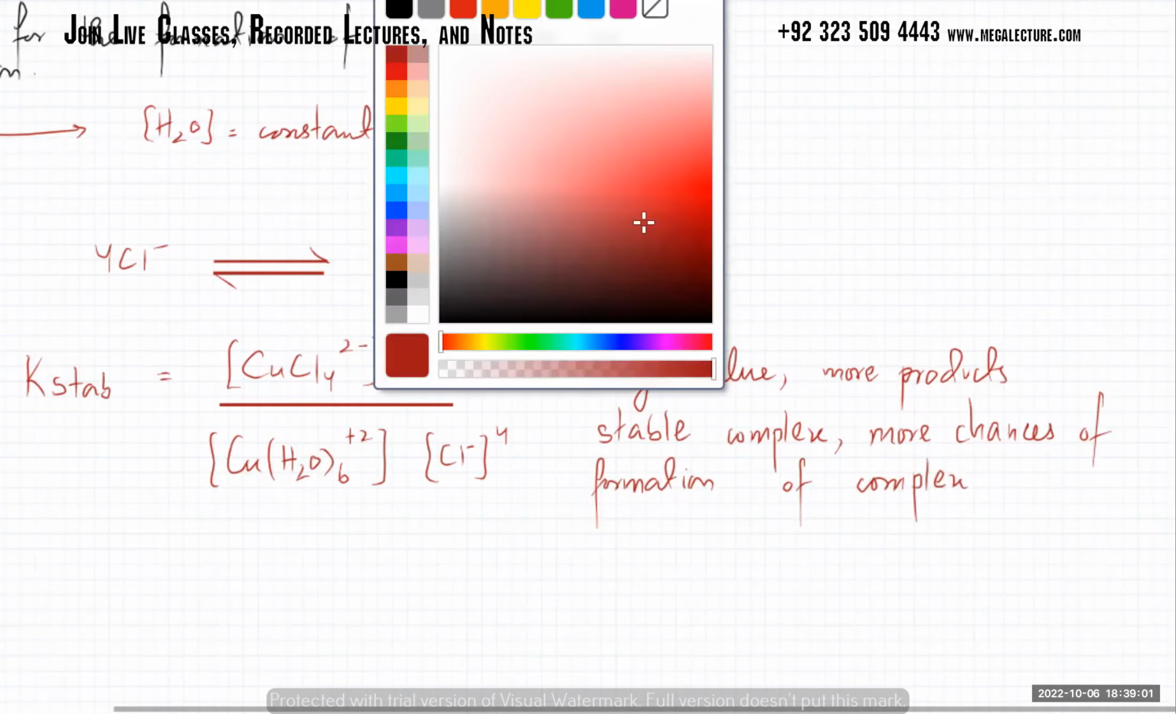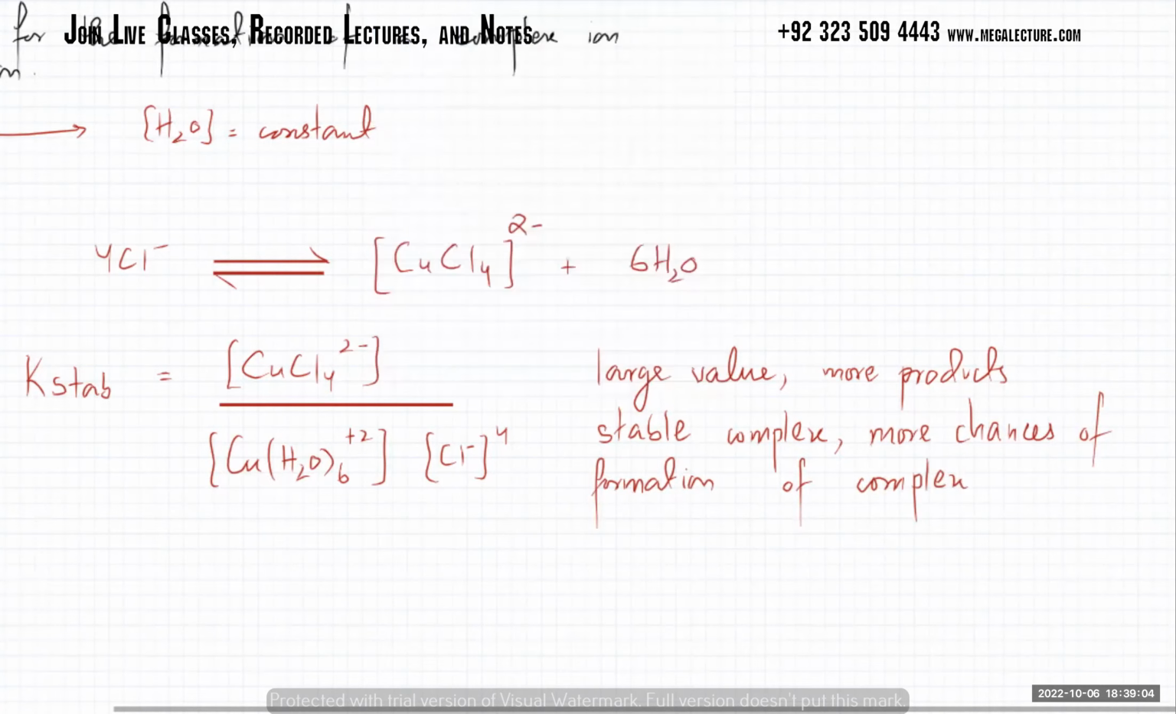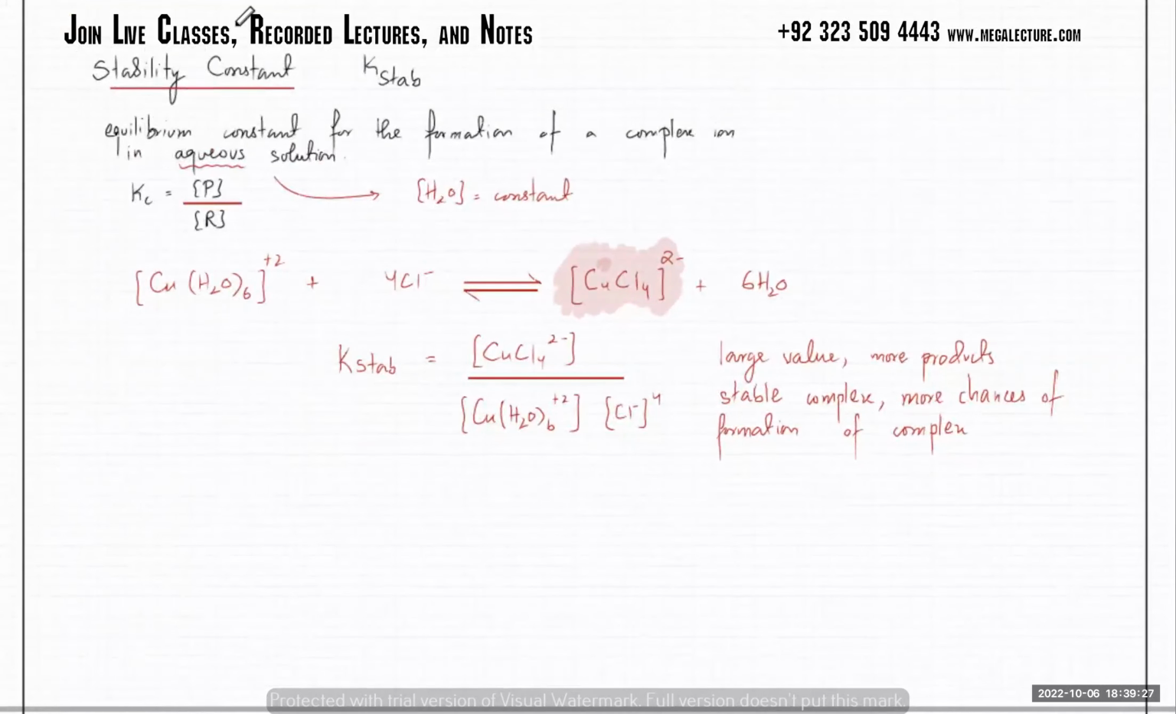So you've got a pretty good chance that this complex over here is going to be formed. Okay, so when you have a large value, there's a much brighter chance of this complex forming. Otherwise, there's going to be a smaller chance of this complex forming if it's a small value. Okay, so a large value of K stability indicates that you've got a very stable complex and it's very likely to form. Small value indicates that it's not going to form.